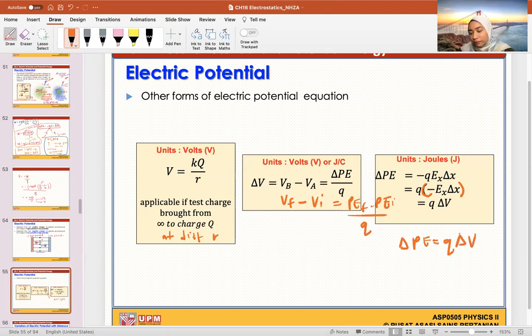Okay, positive. How do I change it to work? Work done is equal to minus delta PE, which means that if I wanted to use Q delta V, it will become Q delta V. Ni positive, ni negative, okay? You have to remember W is always equal to minus delta PE. Okay, and then you just have to memorize one equation and then just use it over and over again.